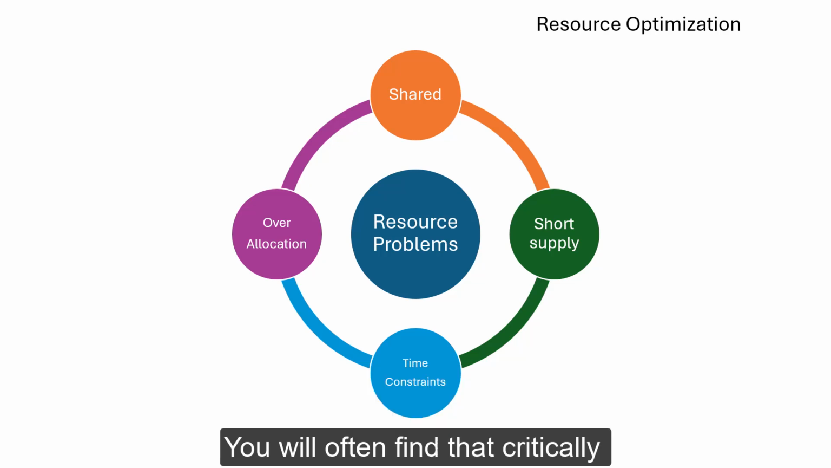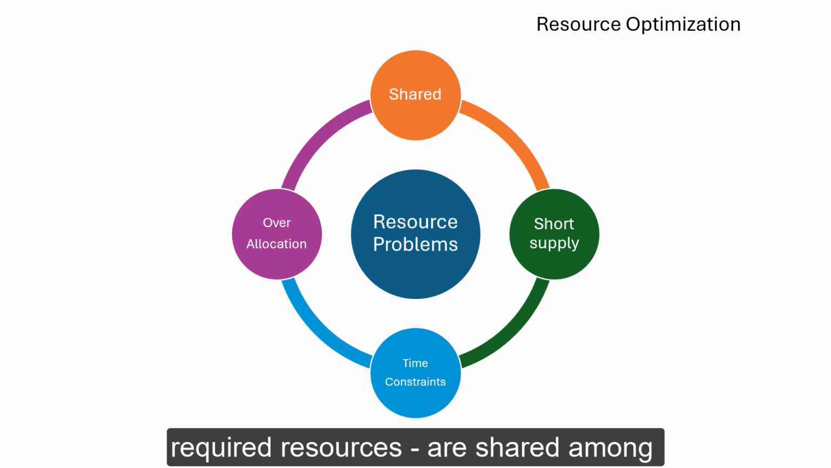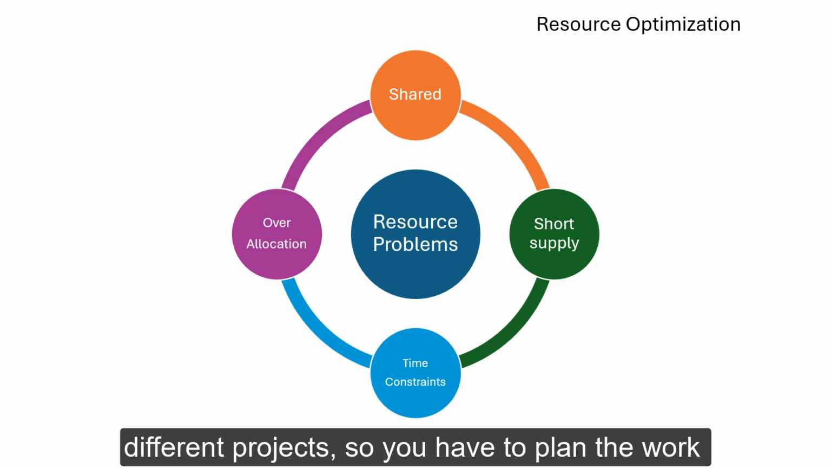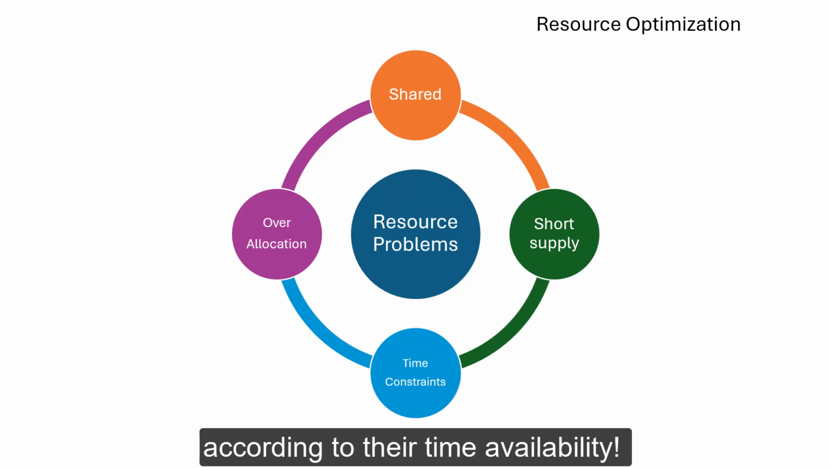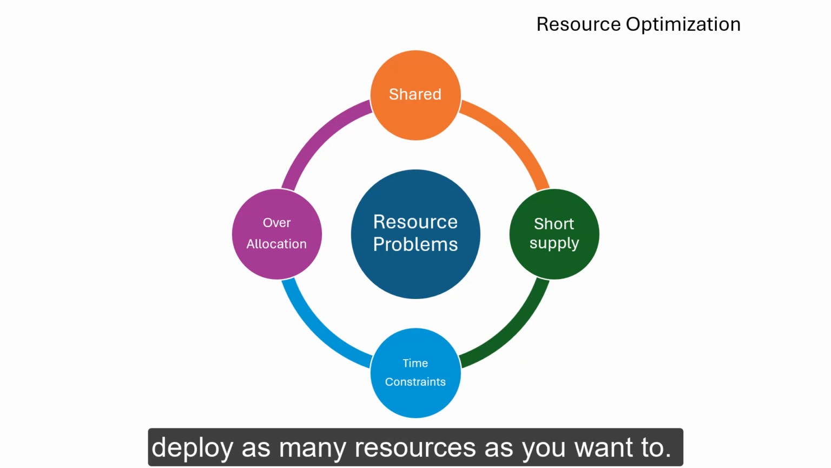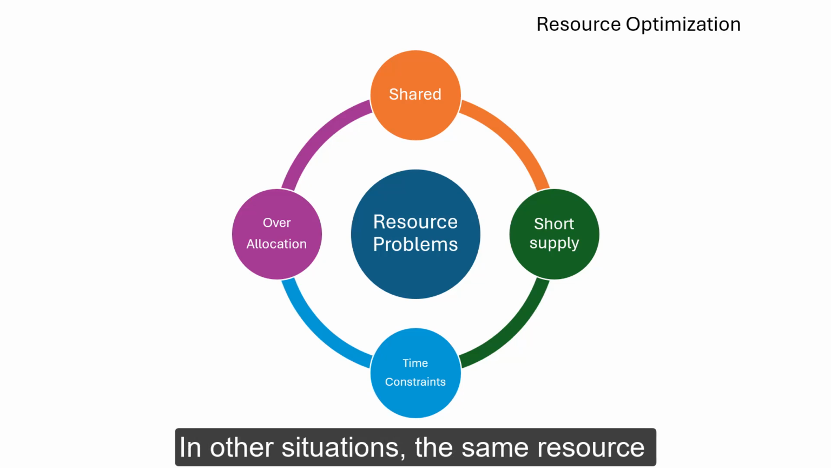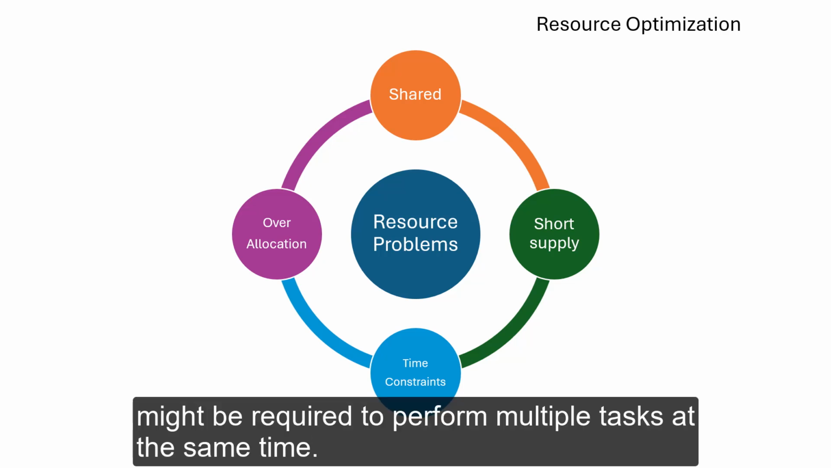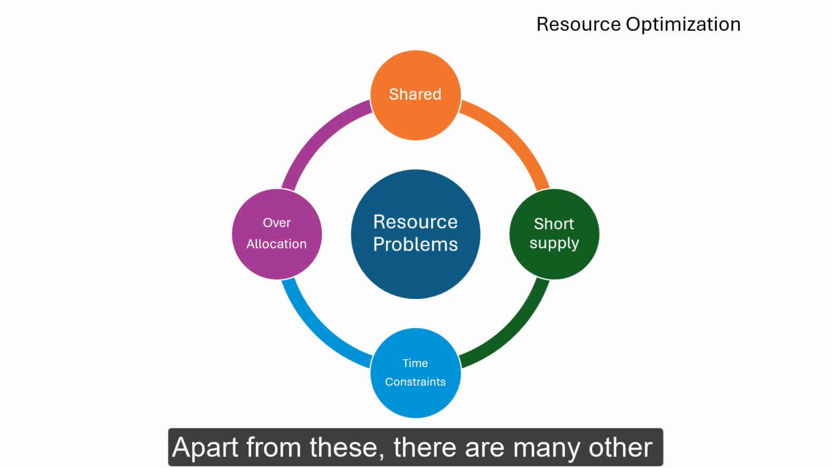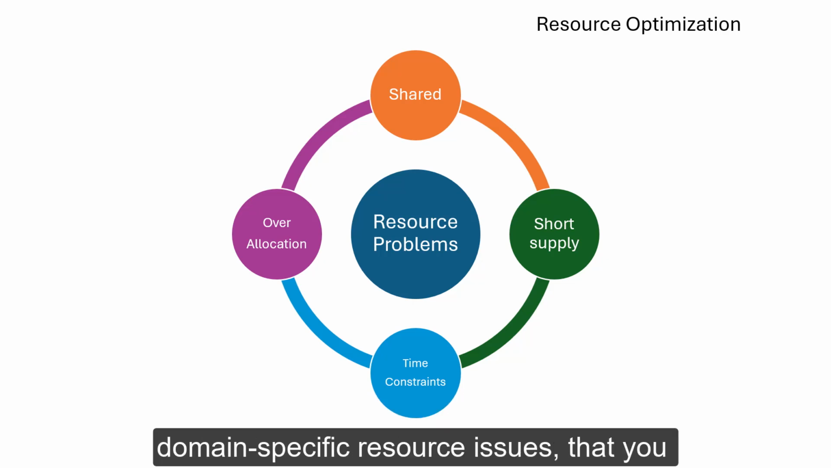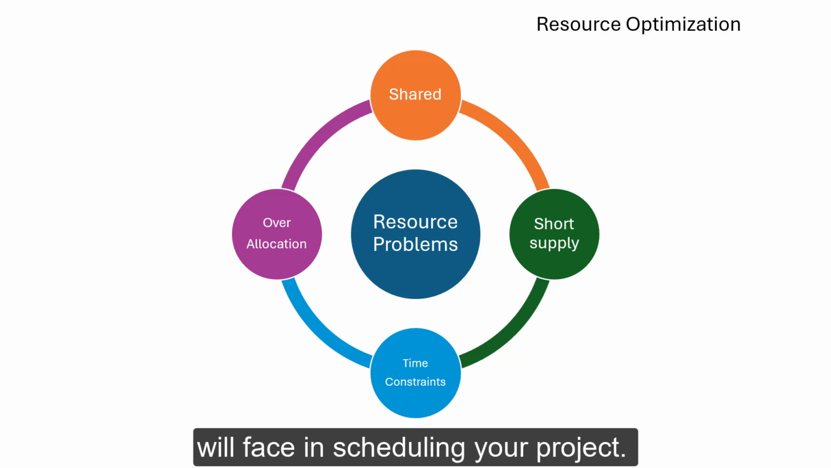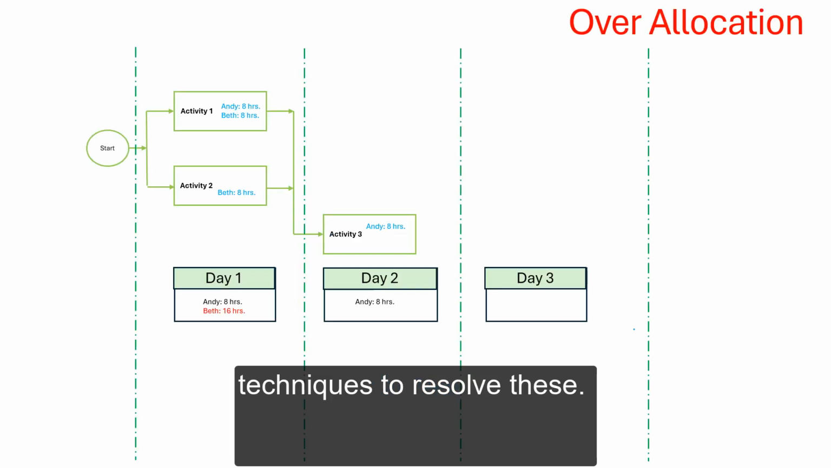You will often find that critically required resources are shared among different projects, so you have to plan the work according to their time availability. Or there may be a limited quantity of resources available, so you cannot deploy as many resources as you want to. In other situations, the same resource might be required to perform multiple tasks at the same time. Apart from these, there are many other domain-specific resource issues that you will face in scheduling your project. In this lesson, we will discuss some techniques to resolve these issues.